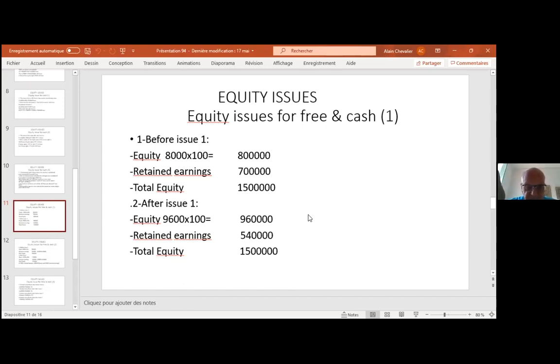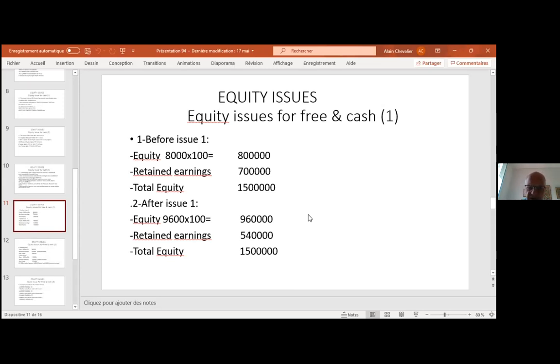So the equity level now is 9,600 instead of 8,000, multiplied by the 100, which is the nominal value, which is 960,000 euros. But the level of total equity is still the same, 1,500,000. So that means if you want to maintain this equilibrium, you have to reduce the level of retained earnings.